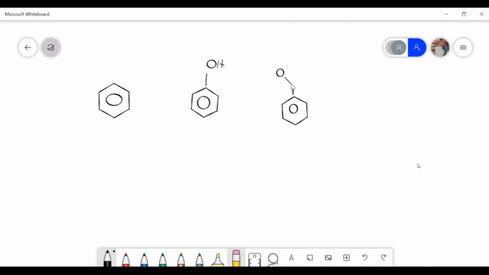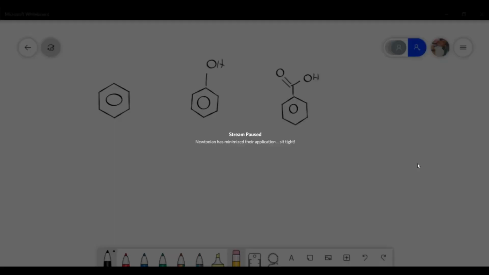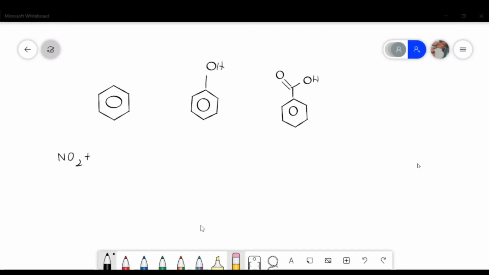Okay, so let's just say our third one is a COOH group on this. That's your benzoic acid. Now, if I wanted to react these three things with, not bromine, sorry, your NO2 plus electrophile, what do you think the different conditions for these three would be in terms of temperature? Which one do you think will require the highest temperature?